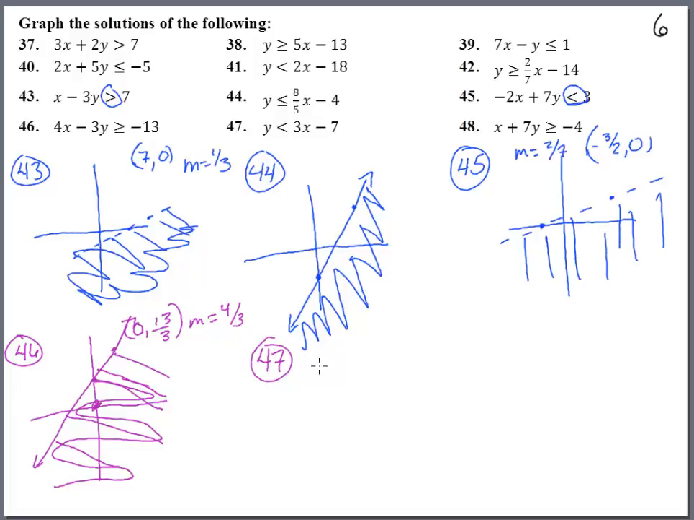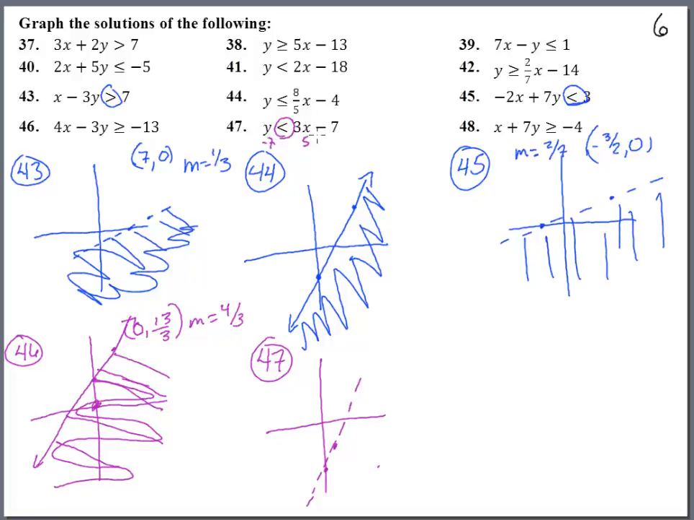47. y is less than 3x minus 7. That's a y-intercept of negative 7 and a slope of 3, up 3 over 1. This says that we have a dashed line because it is not equal to. And then, just for good measure, let's pick a different point. Instead of just looking at the shortcuts, let's pick like 5, negative 7. Let's see if we have to color him. Put a 5 there and a negative 7 there.